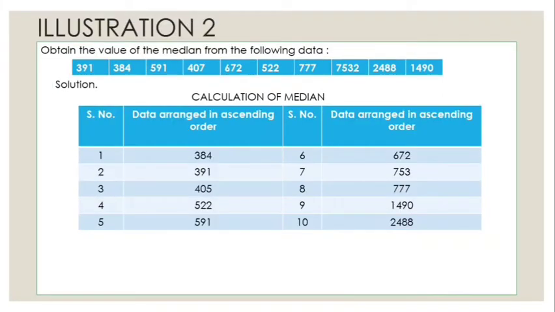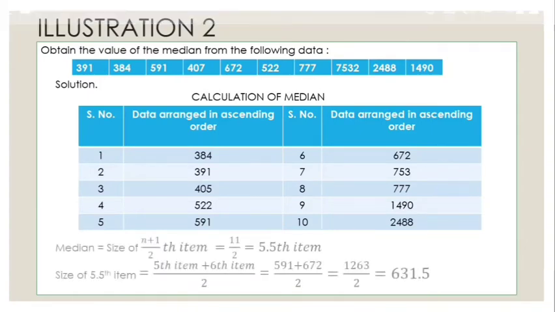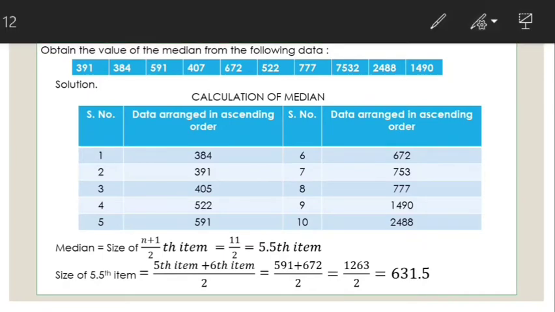Next illustration. Obtain the value of the median from the following data. Here the data is given to us. In a similar manner, we have arranged this data in ascending order. Over here also, the lowest is 384 and the highest is 2488. After that, we have counted the number of terms; here there are 10. After that, what will we do? We'll calculate the size of the (n plus 1) by 2 th item. n plus 1 will be 10 plus 1, which is 11. 11 by 2 is equal to 5.5.